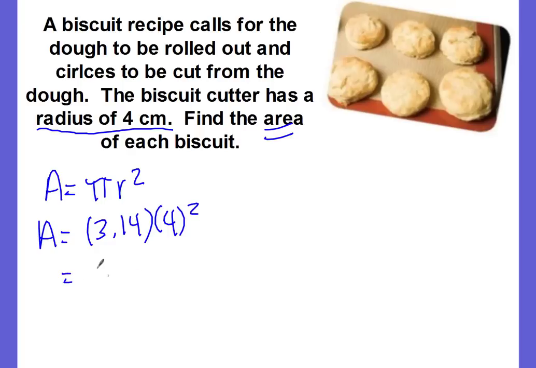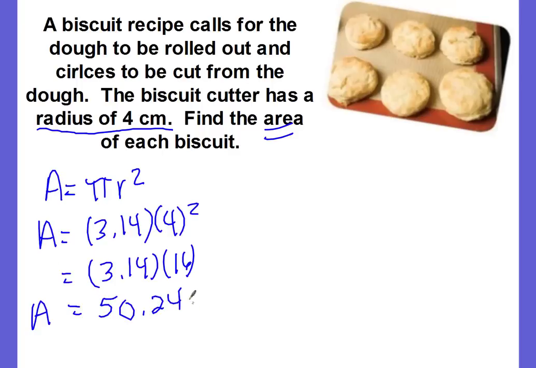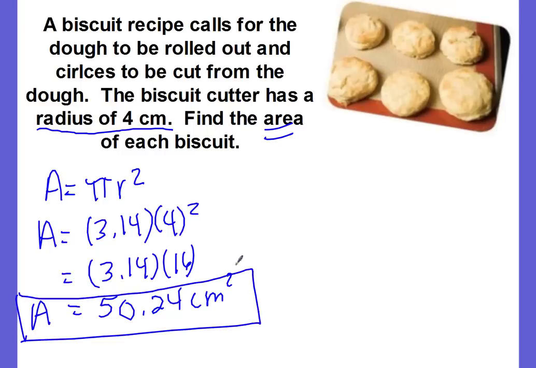And believe it or not, do your math. 3.14, 4 squared is 16. Luckily for you, this is the same problem that we just had. So the answer is 50 and 24/100 centimeters squared. So you didn't really have to do any math there, did you? But that's okay, you got practice writing the equation, and that's what's important.